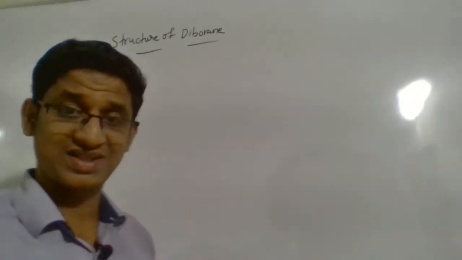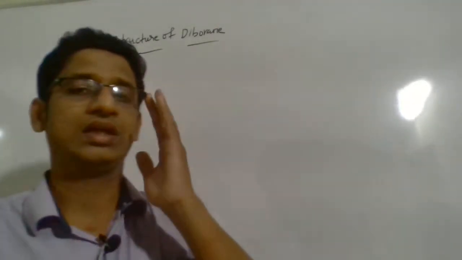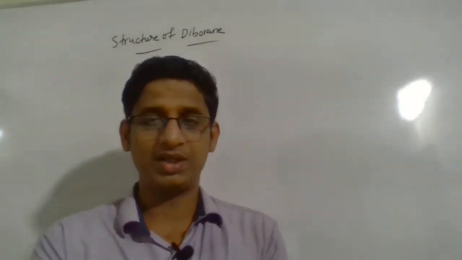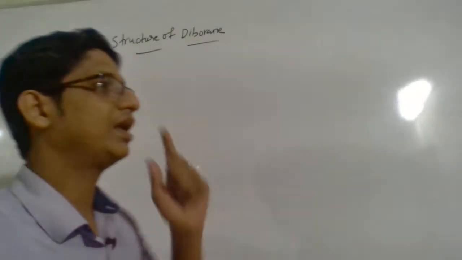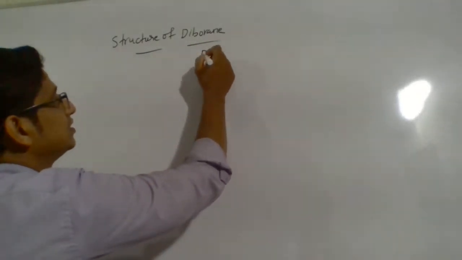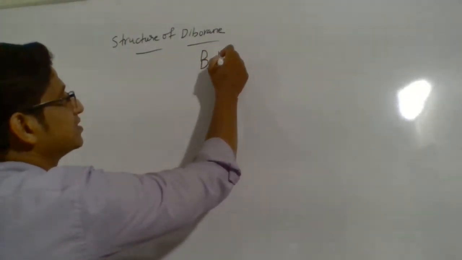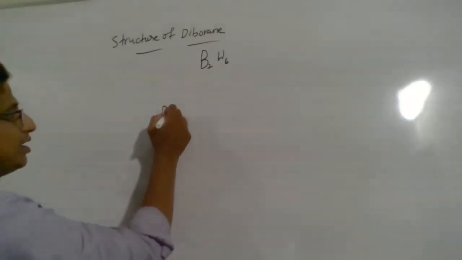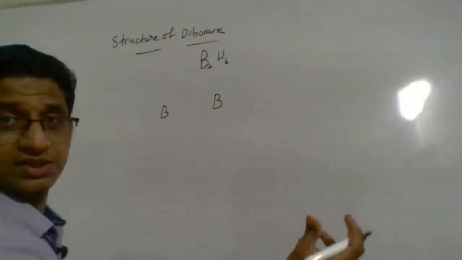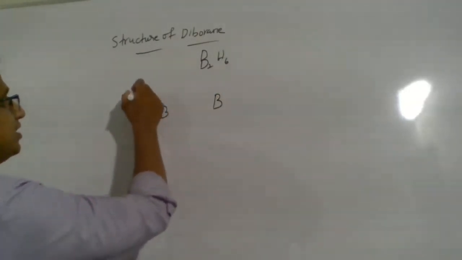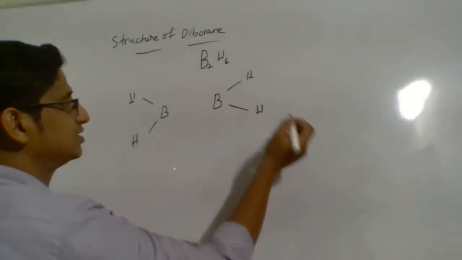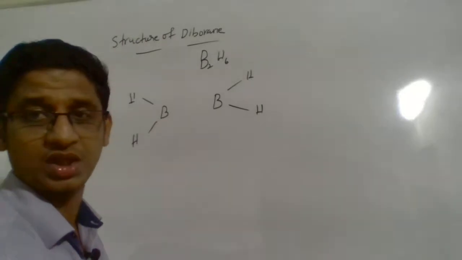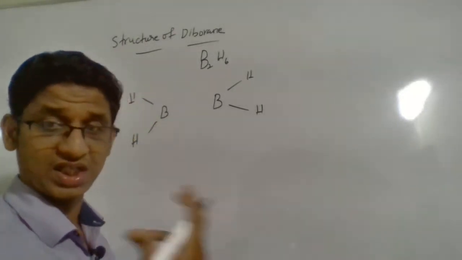Diborane has an interesting structure because it is different from the normal structures that we have seen. The molecular formula of diborane is B2H6. That means two boron and six hydrogen. Four hydrogens are normal terminal B-H bonds. You will see it is a normal two center two electron bond. What do you mean by two center two electron bond?